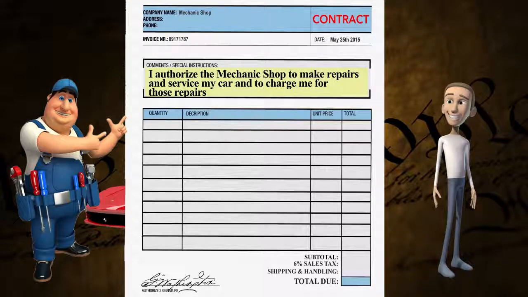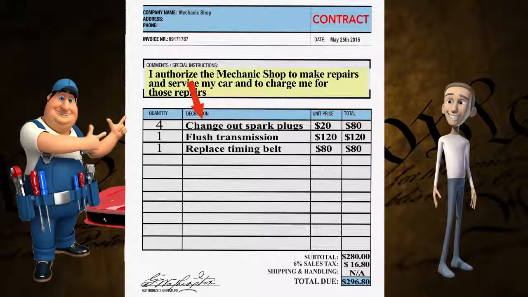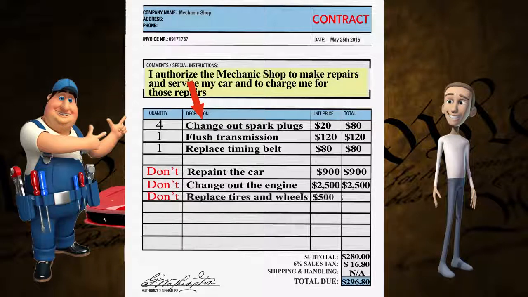You say, no, let's be pretty clear here. All I authorized you to do was the things that were listed, right? So this arrow pointing, those are the things that are listed there. That's the only thing I authorized you to do and that I'd pay for. I don't have to list all the things you can't do, like repaint my car, change out my engine, replace tires and wheels. No, I don't have to list those things you can't do. I'm just simply in the contract listing the things you can do.